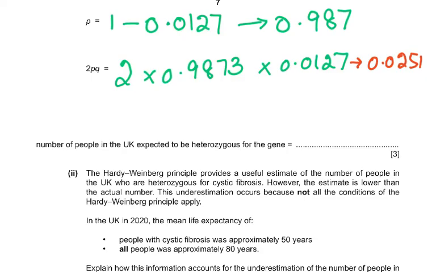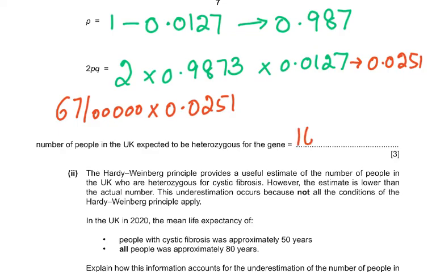Now how would you do the calculation for the heterozygous people? It will be 67 million, whatever the population was, 1, 2, 3, 4, 5 zeros, into 0.0251. And this is 1,675,000, or you could have said 1,685,000. So this would get you your 3 marks.